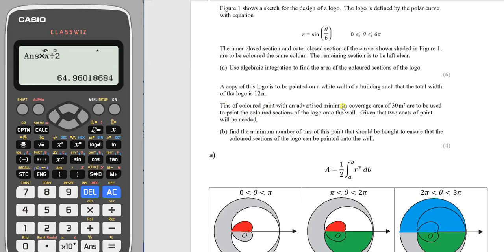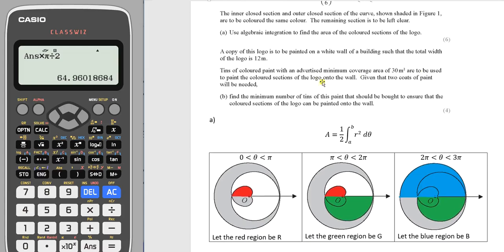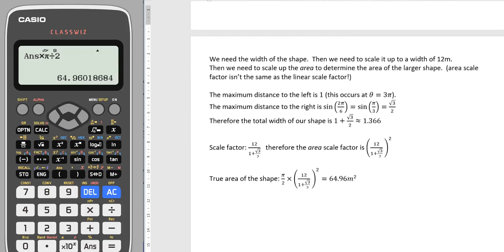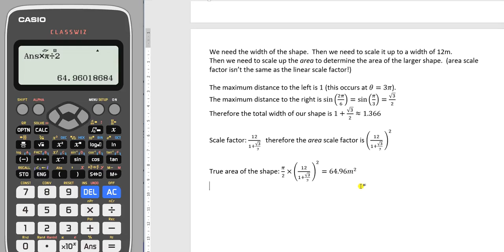So it tells us that tins of colored paint have a minimum coverage of 30 square meters, and at 64.96 it looks like, well, we're going to need at least 2. We're going to want 3 because this wouldn't be enough. But then this is the detail I missed the first time I went through this. Given that 2 coats of paint will be needed, find the minimum number of tins of paint. So the coverage area of 30 square meters is for 1 coat. I think that's implied by this. Bit of a grey area depending on the tin, but generally speaking, that's what they'll be implying.